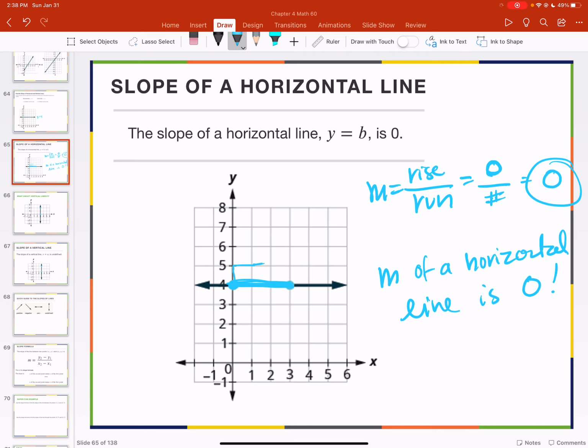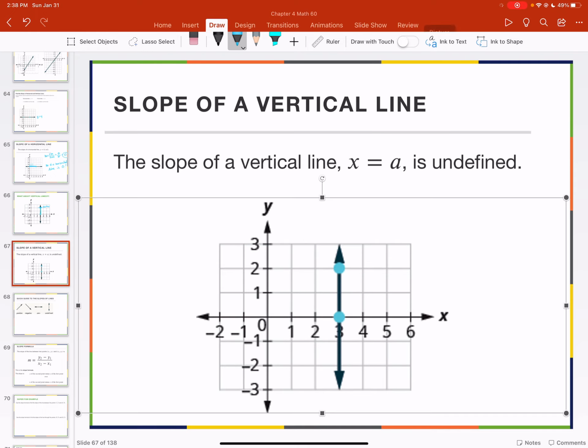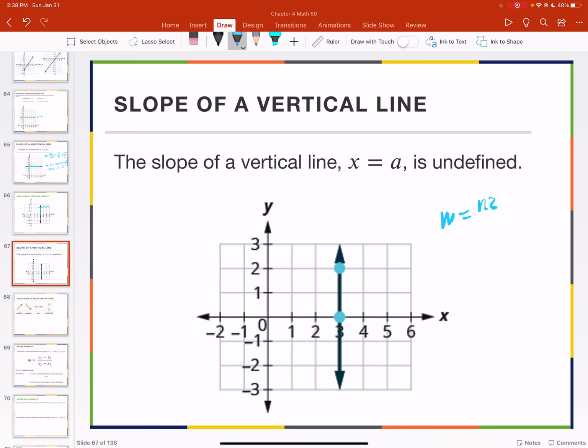Okay. How about vertical lines? Let's think about that. So if I go from here, I have rise, I went up 2, but there's no run. So no side to side movement, right? So to get from one point to the other. So that kind of leads us to what? Can you divide by 0? So remember, slope is rise over run. And here there's some rise, some number, but there's no run, 0. So that means it's undefined. Because we can't divide by 0, algebraically speaking. So we say that the slope of a vertical line is undefined.